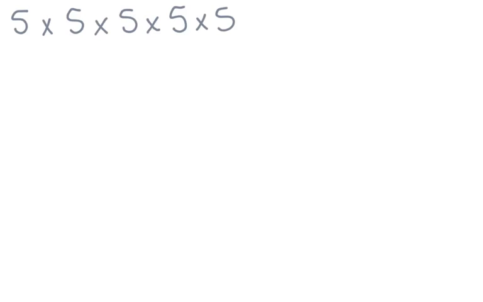So our first example is 5 times 5 times 5 times 5 times 5. So when we are writing something in exponential form, the number that we are multiplying by is going to be our base number. So our base number is 5. And then we just have to simply count up all the times we're multiplying 5. So we're multiplying 5, 1, 2, 3, 4, 5 times. So then it's going to be 5 to the 5th power, or 5 to the power of 5.